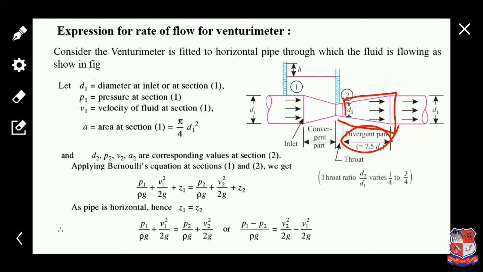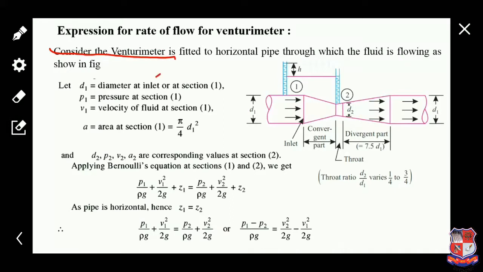Now we derive the equation of discharge or rate of flow for a Venturi meter. First consider the Venturi meter fitted in a horizontal pipe through which the fluid is flowing, as shown in the figure. We can see from the figure that the fluid is flowing through the Venturi meter and the pipe is perfectly horizontal. Now first we consider section 1 and section 2, with section 2 at the throat and section 1 at the pipe. D1, P1 is the diameter and pressure at section 1, V1 is the velocity of fluid at section 1, and A1 is the cross-section area of the pipe at section 1.